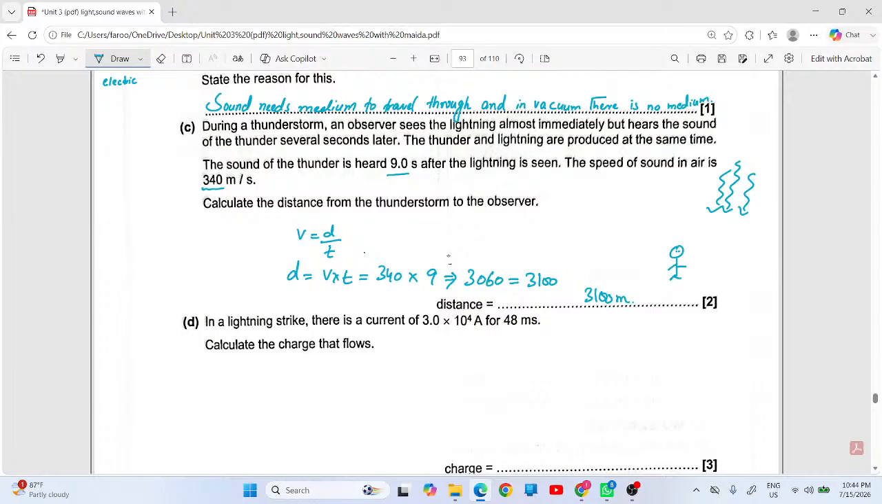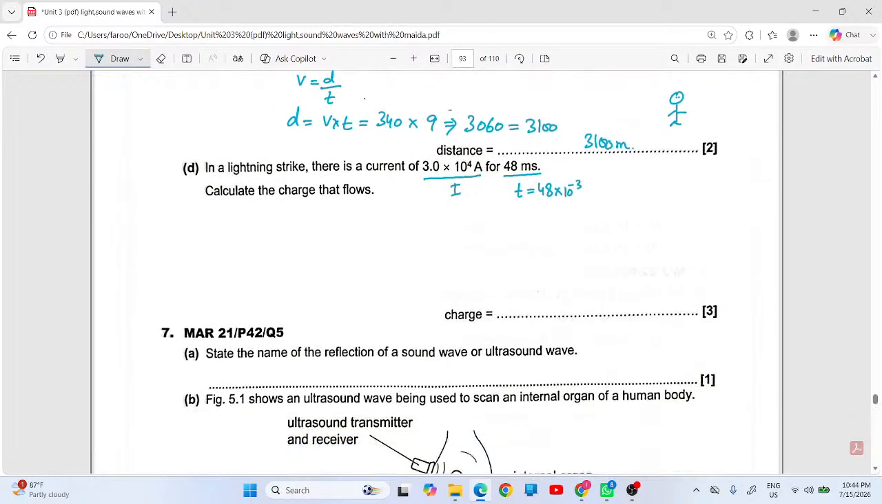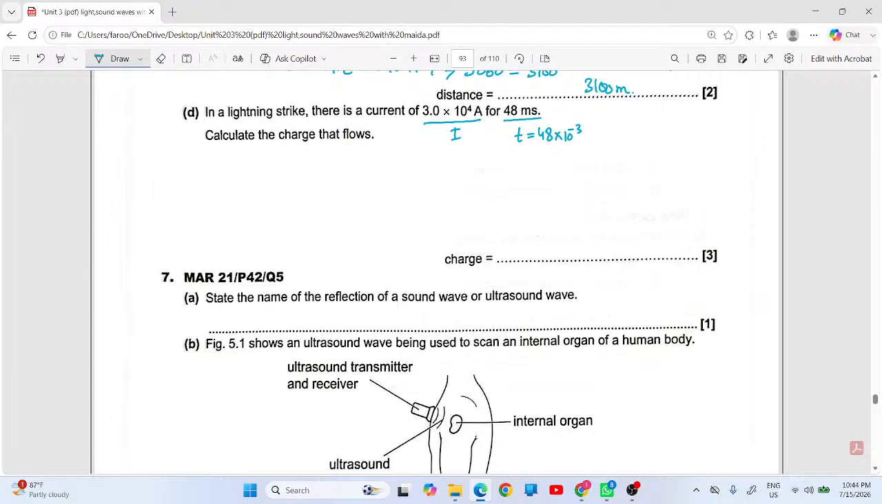In a lightning strike there is a current of this much, 10⁻⁴, for this much time, 48 milli. It's not meter, it's milli power. By the electricity. ये भी आपको समझ आएगा कि हमने इलेक्ट्रिसिटी का portion नहीं किया.